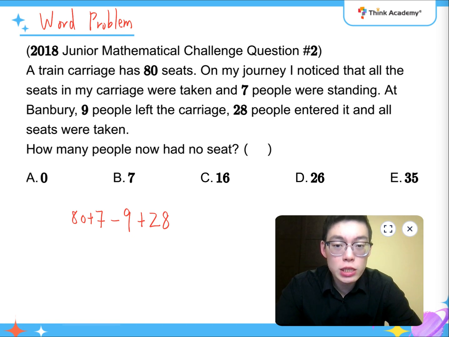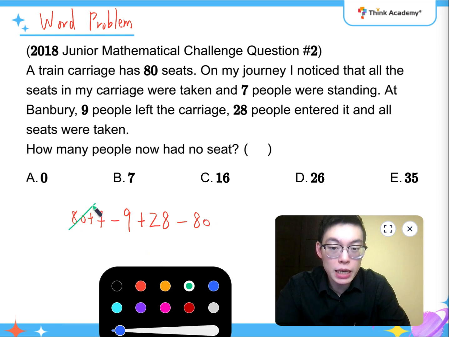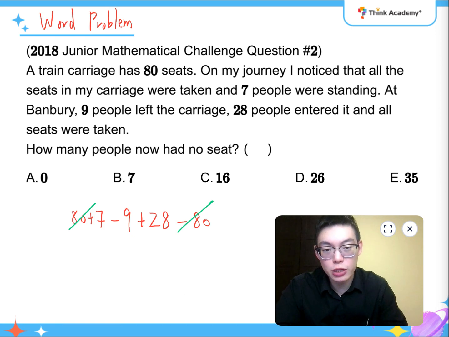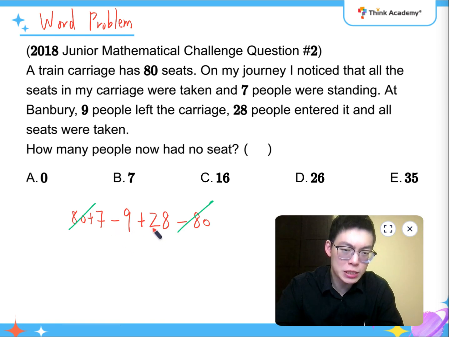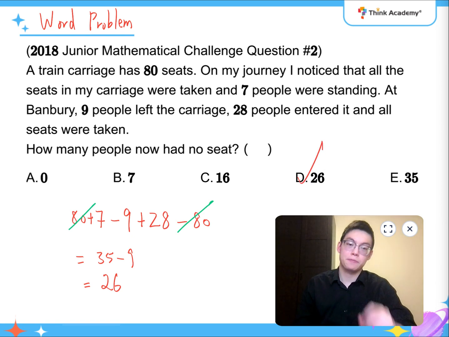And it says that all the seats were taken, and it's asking you how many people now had no seat, which means that I just need to take away the number of seats there. And you can see that 80 and minus 80 are going to effectively cancel out each other. If you are just writing this down following the question, you will be able to solve it. So we have 7 take away 9 adding 28, which is 7 adding 28 take away 9, right? So we have 35 take away 9, and that's going to be 26. All right, so the answer is D, 26.